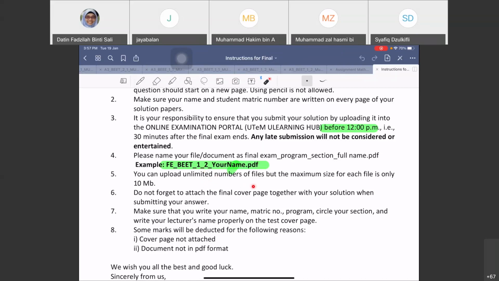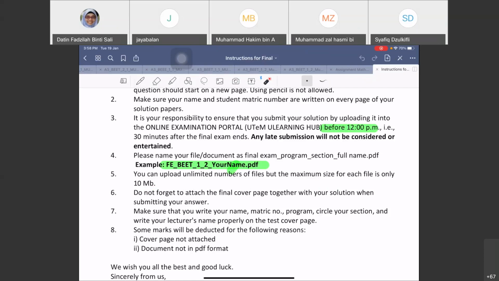they mentioned here that the maximum size for each file is only 10 megabytes. I do not know how many pages 10 megabytes refers to. In PDF, I think maybe it's a small size once you compress it, but I'm not so sure. But in case you use a lot of pages and the size is bigger than 10 megabytes, then you break it up, because you can upload more than once.